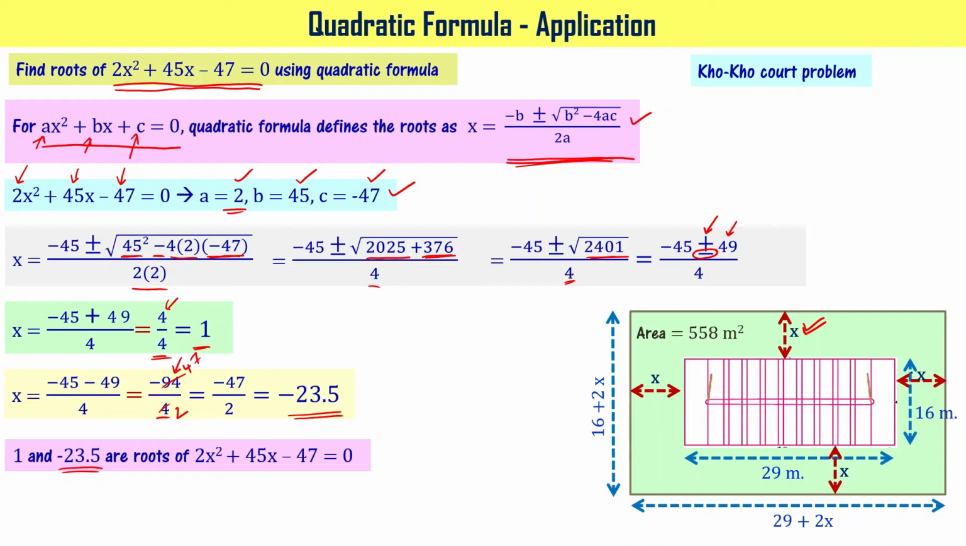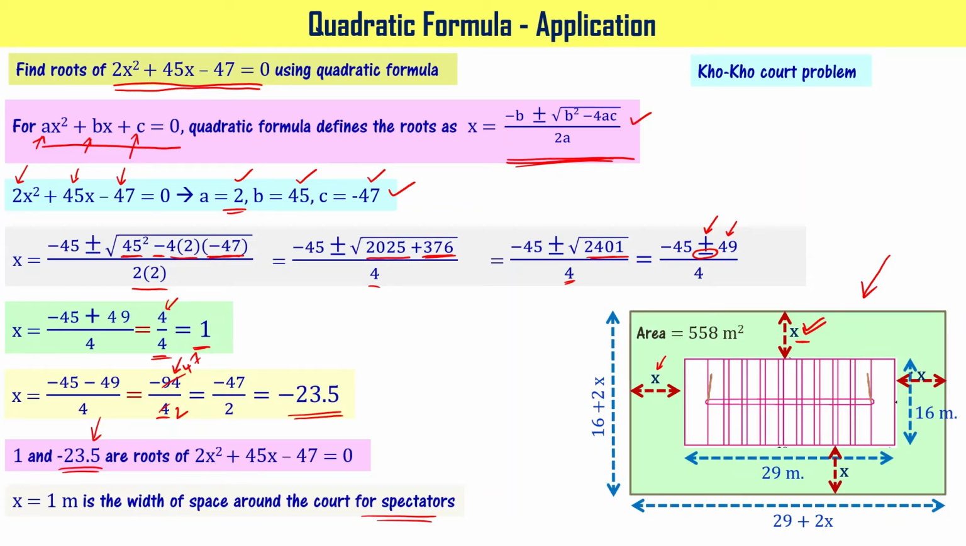But look at the figure. We are talking about the court and this length, or length or width, whatever you call it, right? We want to find that value of x. x cannot be a negative number, right? Length cannot be a negative number. For that reason, we say that x equal to 1 is the answer for this particular problem. x equal to 1 meter is the width of space around the court for spectators.